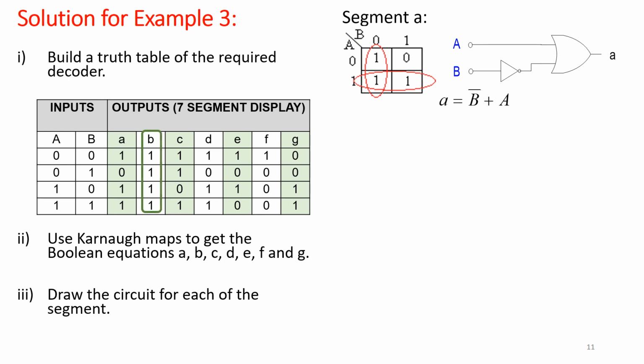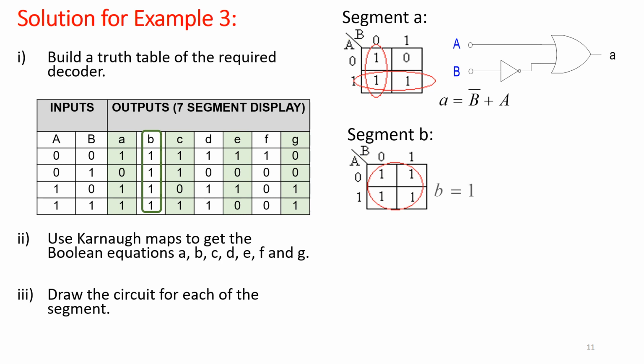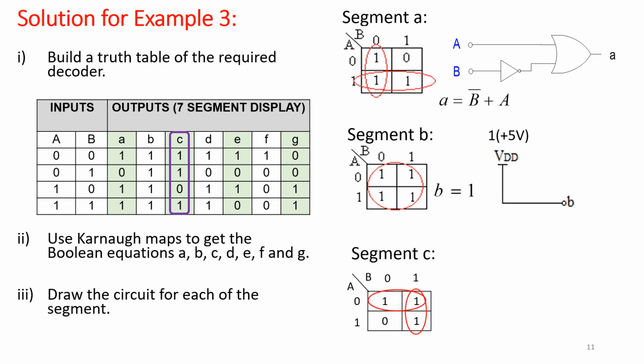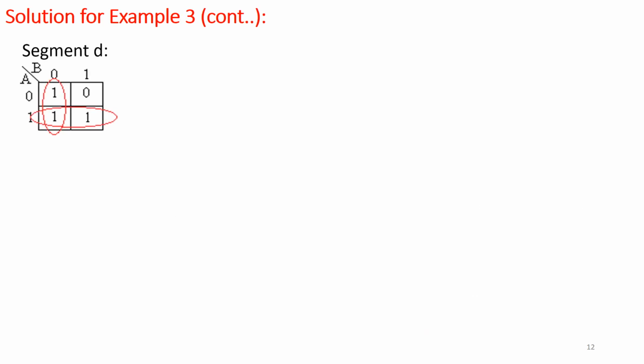And just connect B with VDD of 5 volts. For segment C, there is 1, 0 in the K-map, so we can group this together. It will make it A bar plus B. For segment D, this is the K-map, and it's simply B bar plus A. And this is the circuit for D.